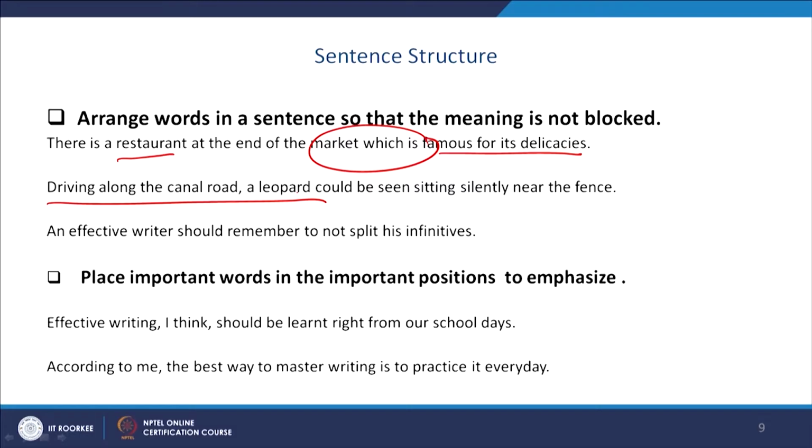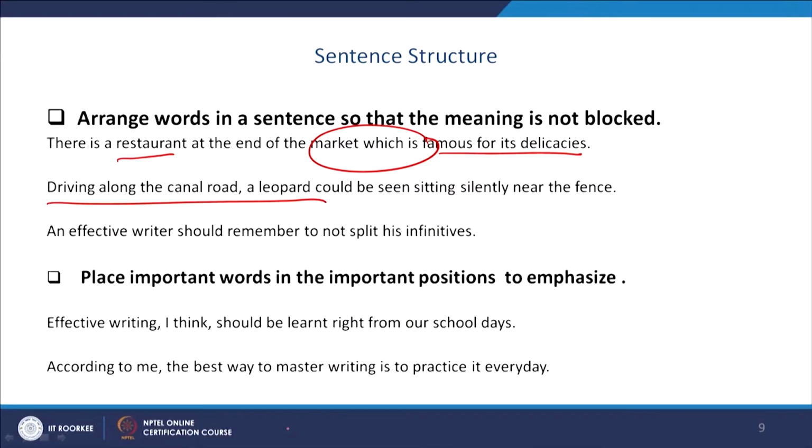You could have said, while I was driving along the road, I could see a leopard sitting silently near the fence. And so, here what did you do? You have simply changed the order and you have conveyed the meaning. So, that is required, my dear friends.